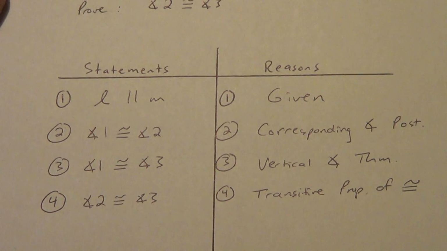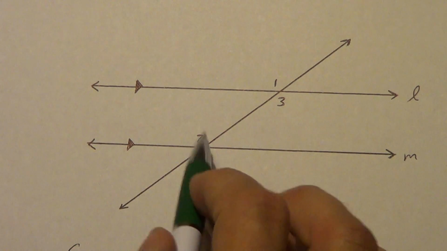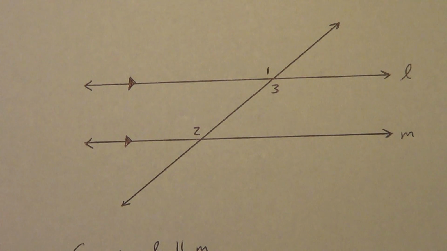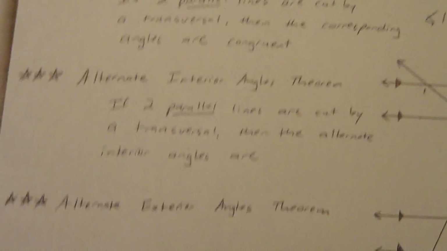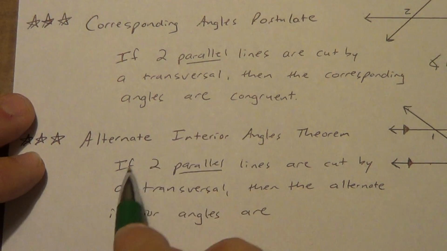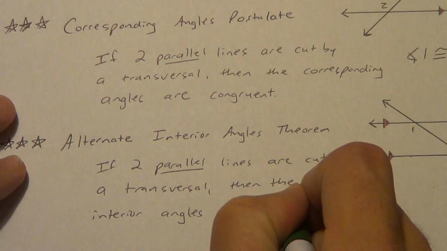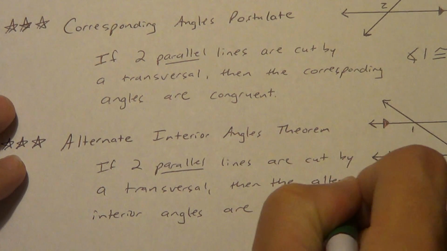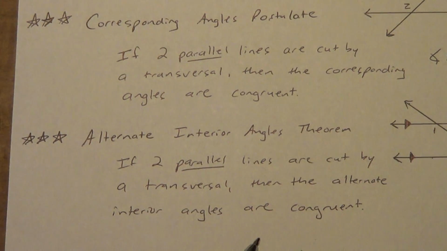There we go. We just proved that as long as we have parallel lines, these alternate interior angles have to be congruent. It doesn't matter what kind of parallel lines at all. So we proved that it's always going to work. So let's come back here and let's finish off our theorem. If two parallel lines are cut by a transversal, then the alternate interior angles are congruent. There we go. 3 stars, you better get it memorized.